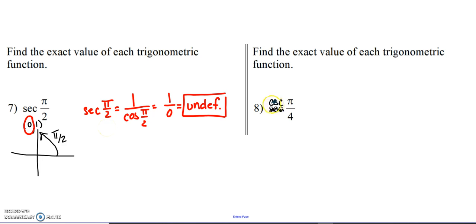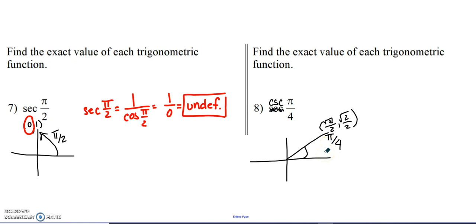This next one is cosecant of pi over 4. So let's figure out where we are. Pi over 4 is right here. And we could really think of anywhere we are in the unit circle. It's always just good to figure out where you are and what the coordinate point is there. So this is square root of 2 over 2. That's the x and y coordinate point.